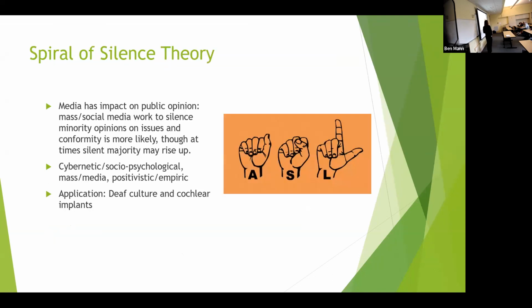All right. So with that being said, using Riley's introduction and exploration of spiral of silence theory, I want to get into a little bit more about this theory, its expectations, and ways that this theory can be used. So spiral of silence theory is this idea that media has a significant impact on public opinion. Similar to agenda setting theory, we're looking at a mass media approach. And it's the idea that mass and social media has immense power to silence minority opinions on issues and to encourage conformity of beliefs on various topics.